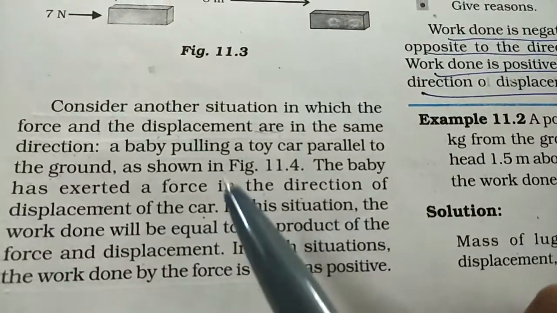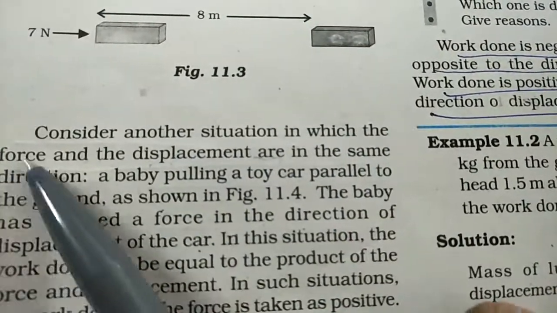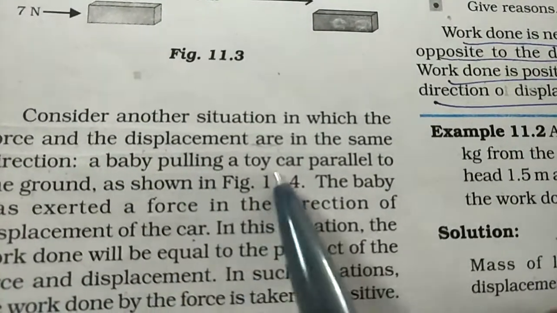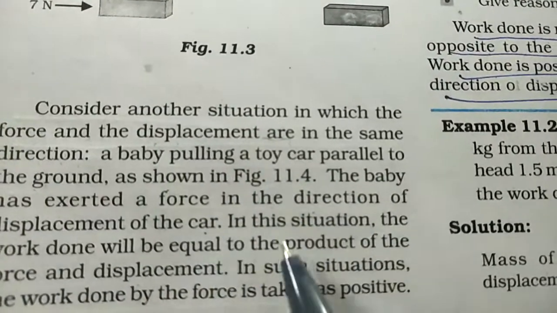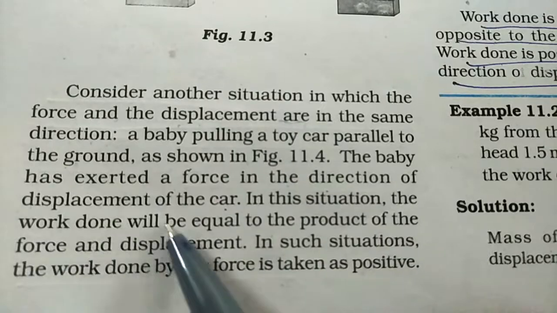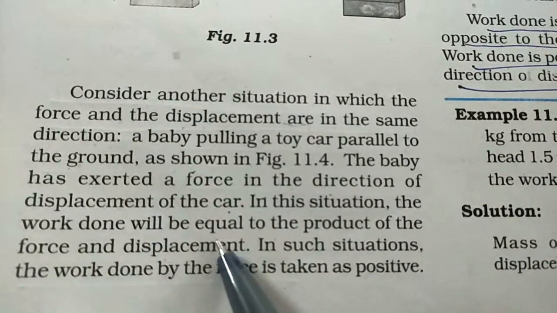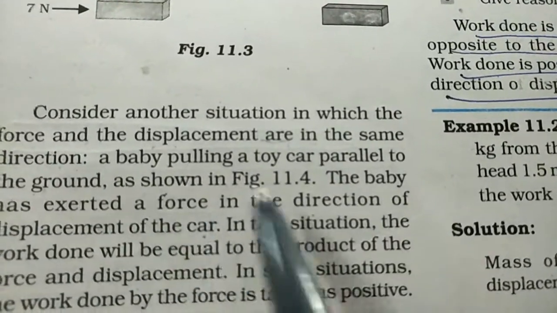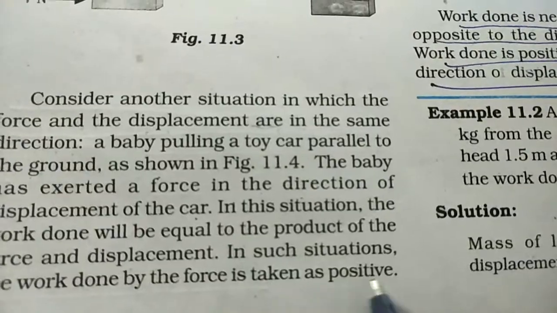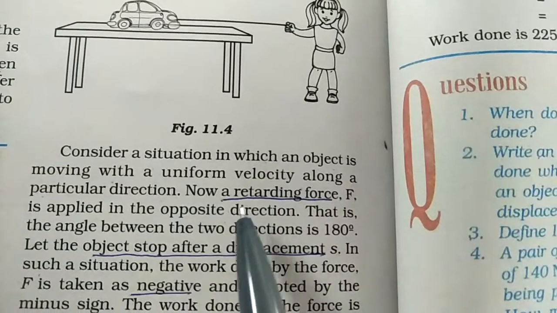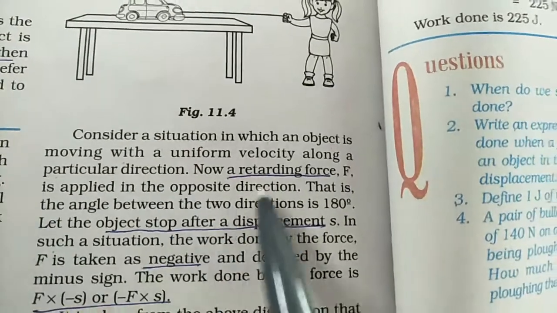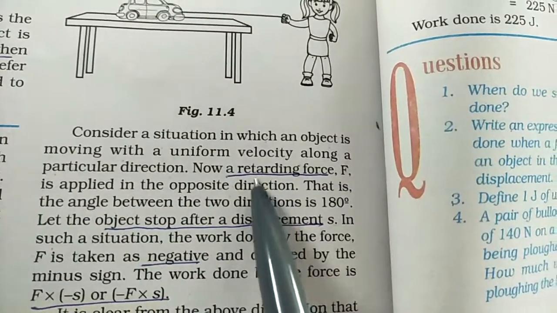Now the next is a situation in which force and displacement are in the same direction. We have so many examples, like a baby pulling a toy car. In such a situation, work done is equal to the product of force and displacement. Where the force and the displacement are in the same direction, the work done will always be positive. Now we have another situation, where the object is moving in a particular direction but the force is in the opposite direction. That is known as a retarding force.